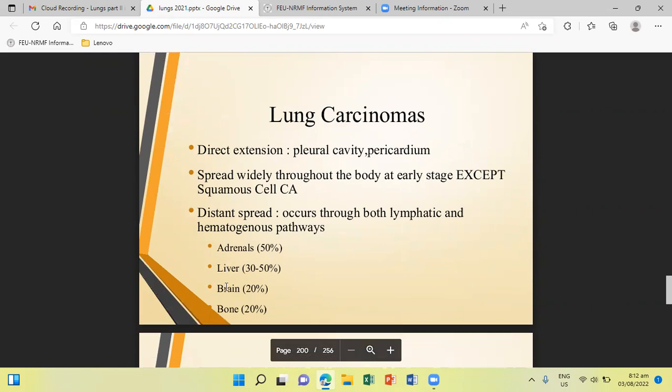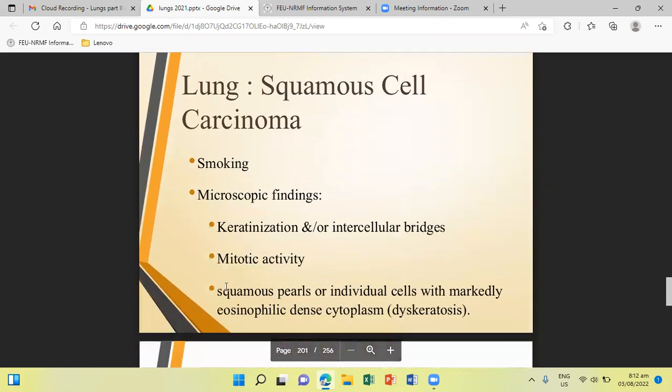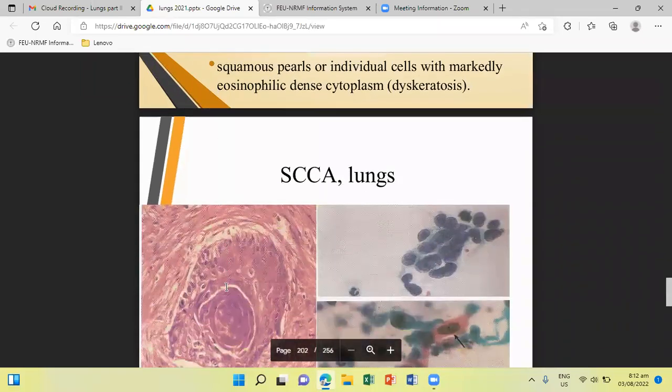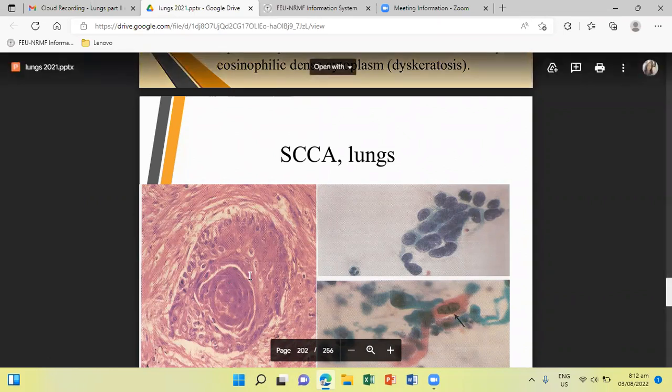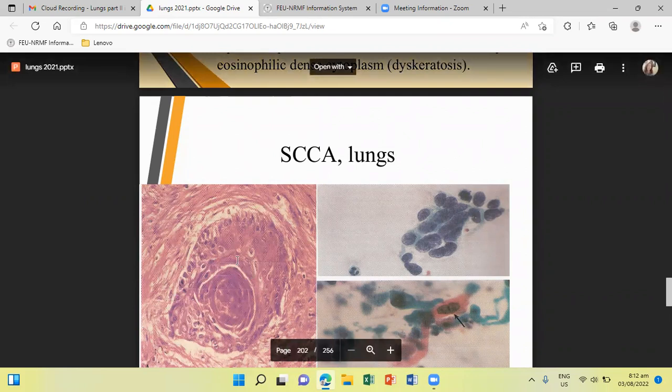So one of the most important to study is particularly your squamous cell carcinoma. They characteristically give you what we call evidence of keratinization. When you say keratinization, it takes the form of squamous pearl. So these are examples of squamous pearl. So on tissue biopsy, you're expecting to see this.